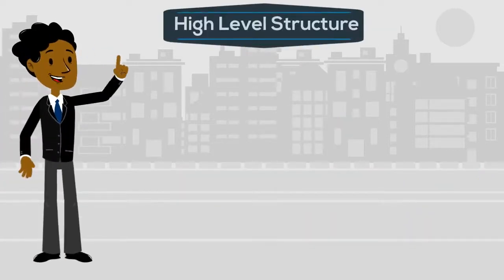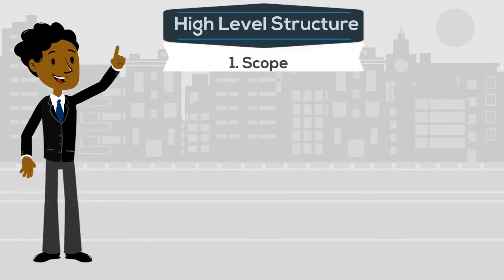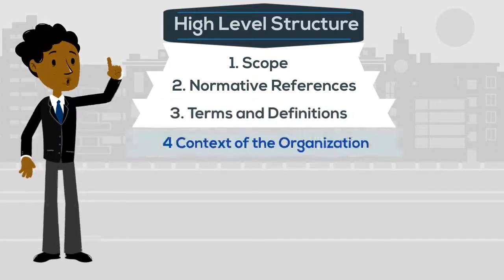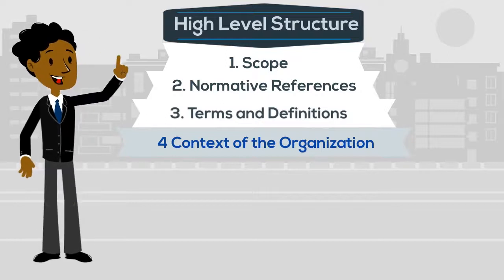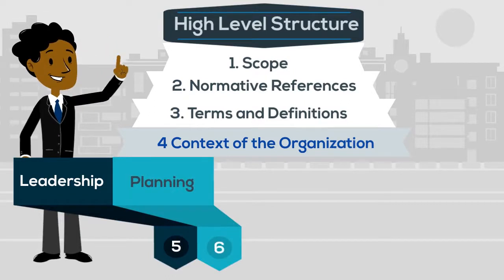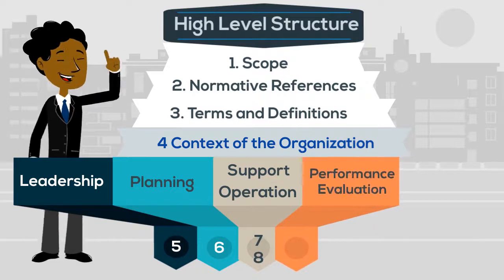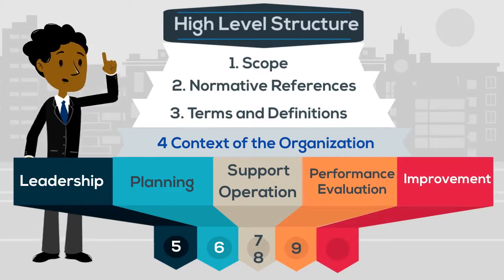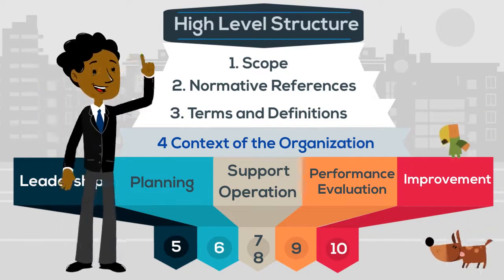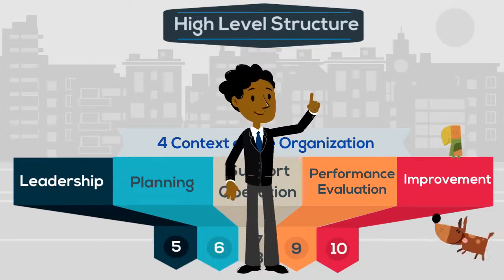The high-level structure of the ISO 9001-2015 standard is Scope, Clause 1, Normative References, Clause 2, Terms and Definitions, Clause 3, Context of the Organization, Clause 4, Leadership, Clause 5, Planning, Clause 6, Support, Clause 7, Operation, Clause 8, Performance Evaluation, Clause 9, and Improvement, Clause 10. Clause 4 to Clause 10 are the only clauses which have specific requirements that the organization needs for an implementation.